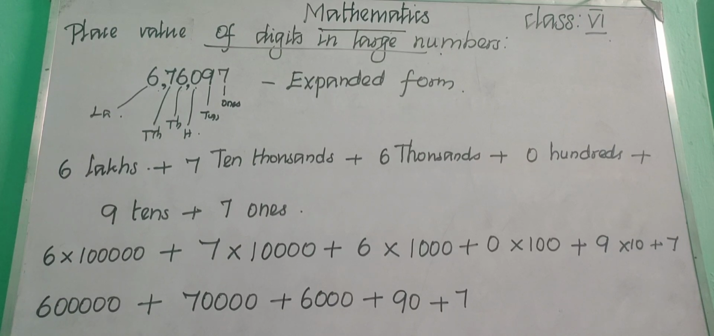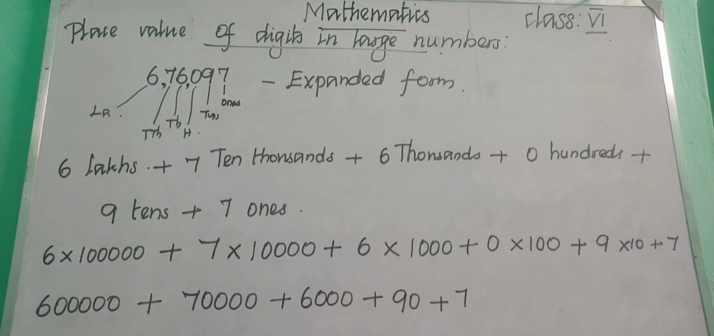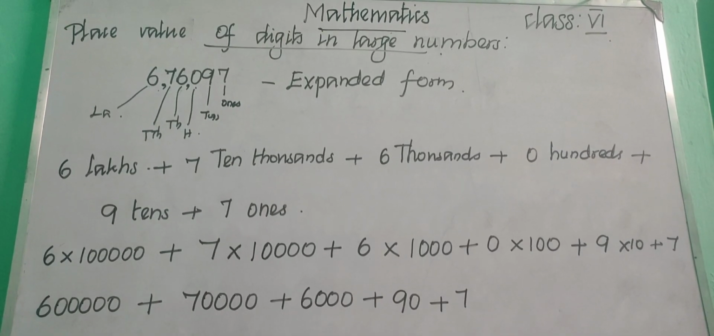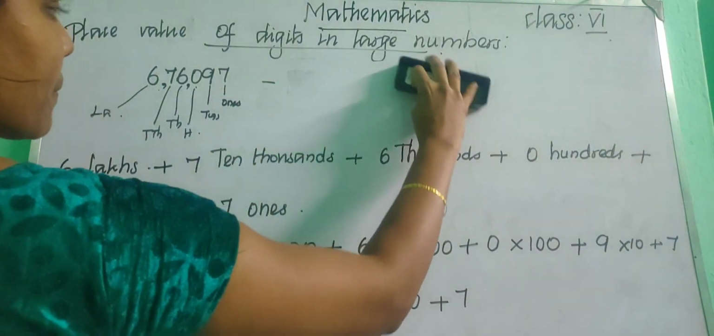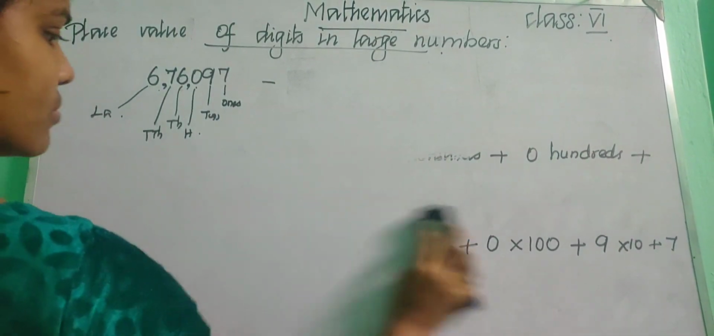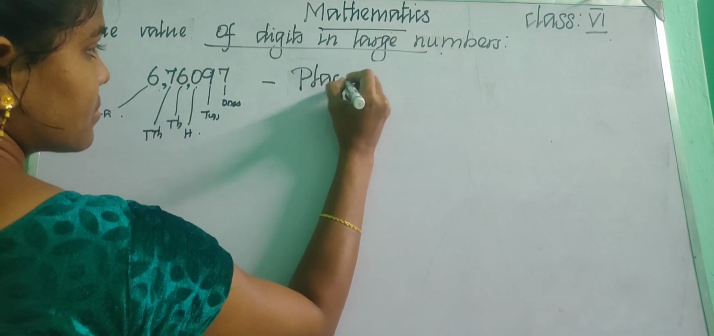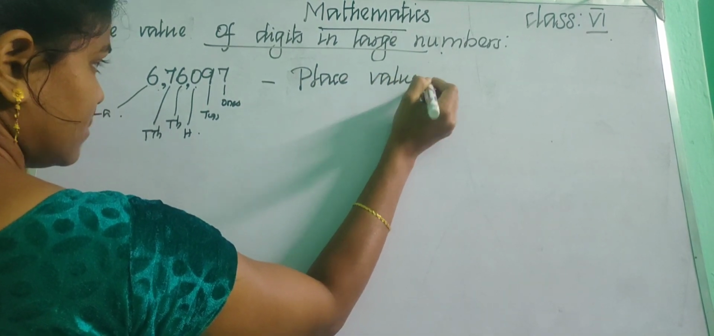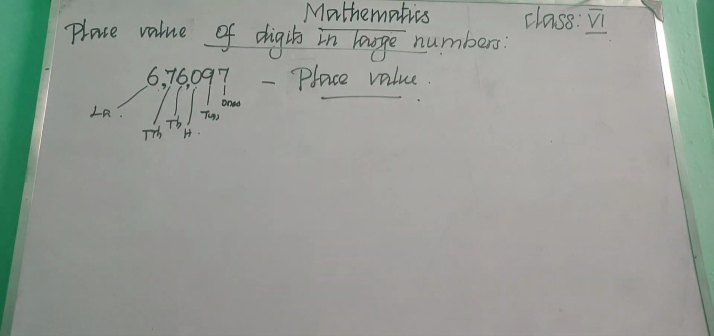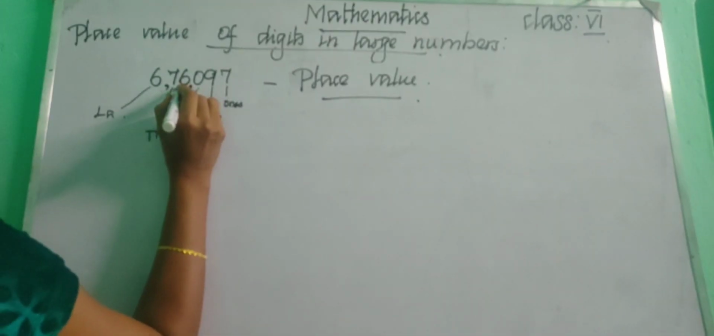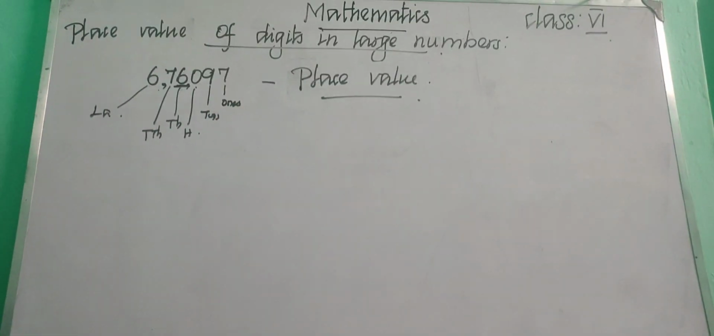Okay, so after that the next one is place value. We are going to find the place value for the same number. Place value. If we need to find the place value of this 6, how will you find the place value of this 6?